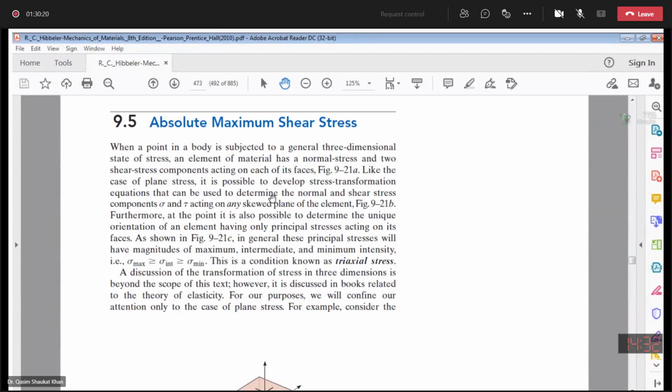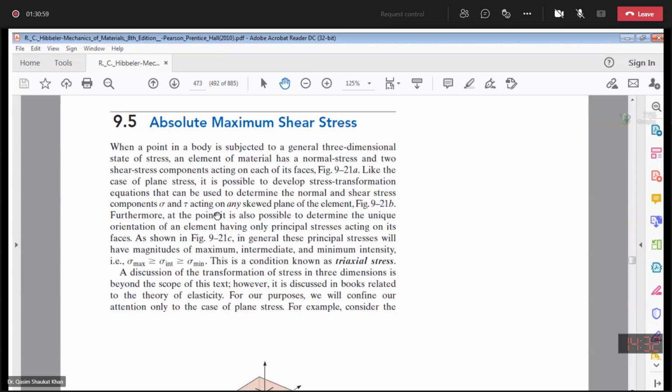Okay? Like in the case of plane stress. When we say plane stress, we are basically saying the x and y plane, so we have two normal stresses and one shear stress. In case of plane stress, it is possible to develop stress transformation equations that can be used to determine the normal and shear stress components acting on any skewed plane of the element for any given orientation theta. Okay, you can calculate the transformed normal and shear stresses.